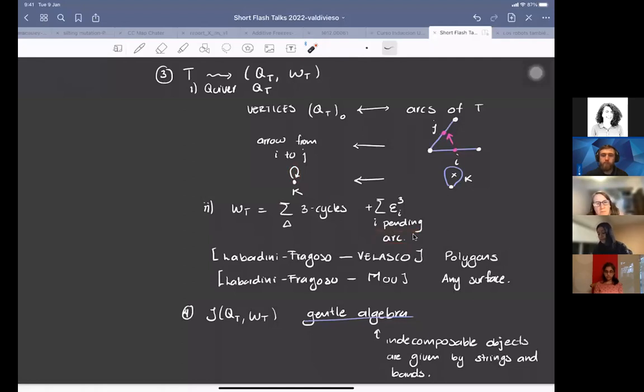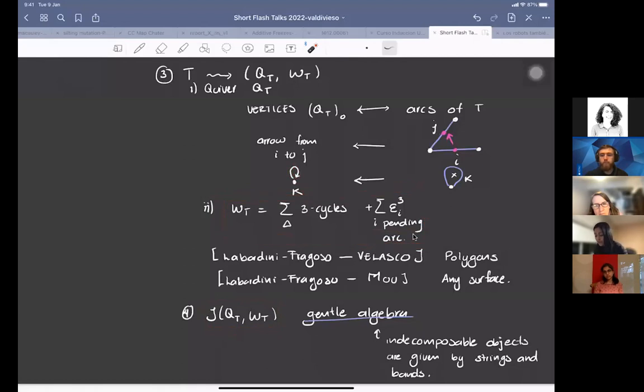Just a comment, this definition was given by Labardini-Fragoso and Velasco for polygons, and recently by Labardini-Fragoso and Moore for general orbifolds. Labardini-Fragoso and Moore also proved that if we consider the Jacobian algebra of this quiver and potential, so basically we consider the same quiver and the relations are given by the cyclic derivatives of this potential, what we have is a gentle algebra.